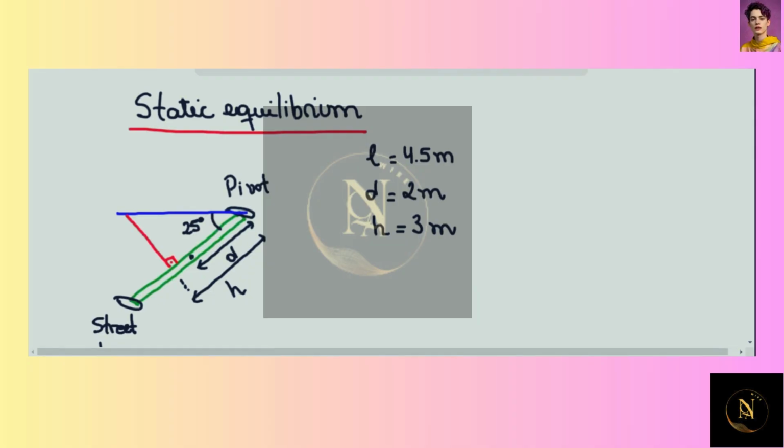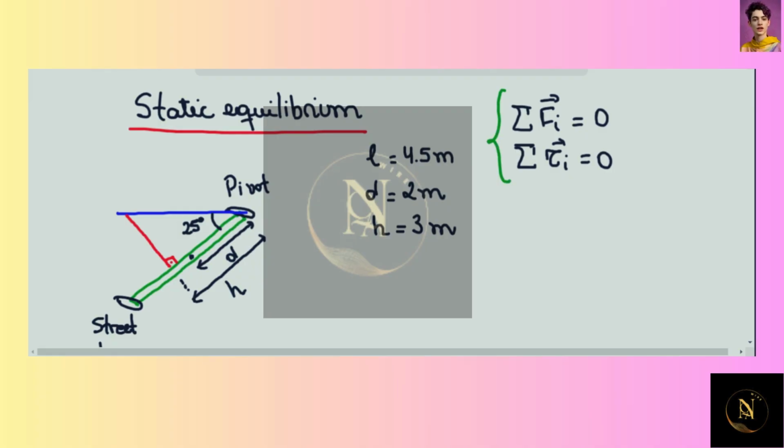So what we need to remember is that the sum of the forces acting on a body for it to be in static equilibrium must be equal to zero, as well as the sum of the torques on the body. So both must be equal to zero. So that's what we're going to apply.